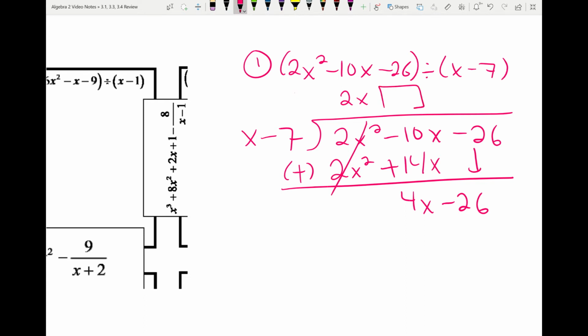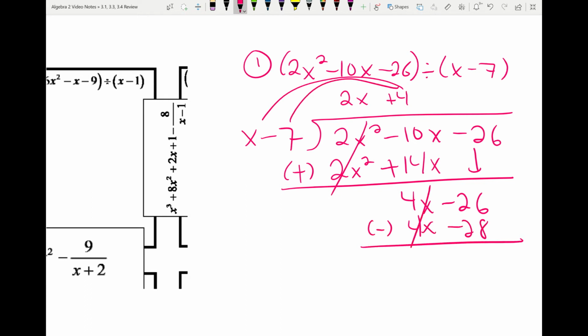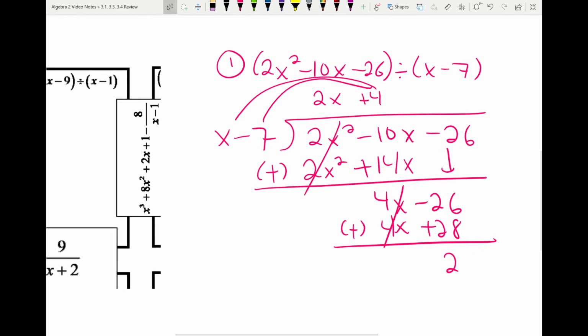Now you have to fill in the blank. So x times what is 4x? That would be positive 4. So 4 times x is 4x. 4 times negative 7 is negative 28. Subtract. These two negatives become positive, so negative 26 plus 28 is 2. So we got our remainder.